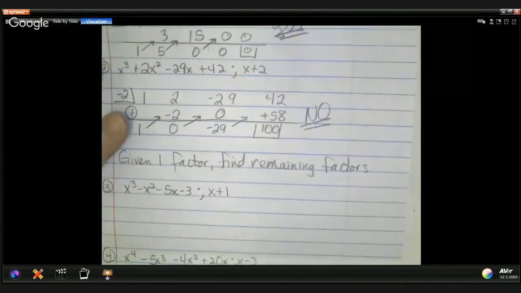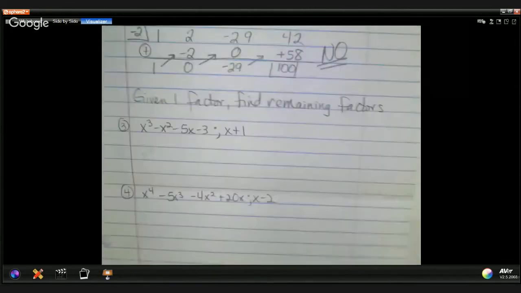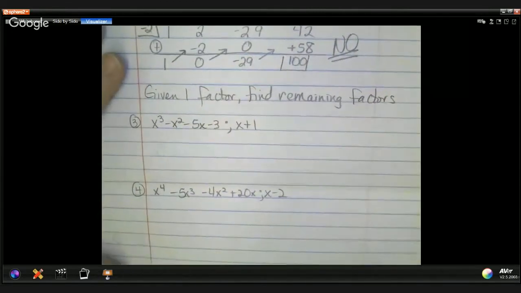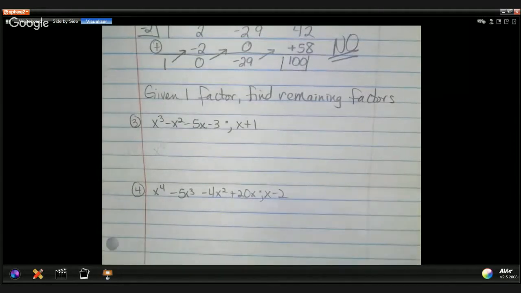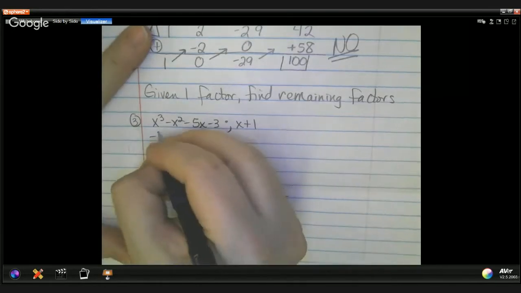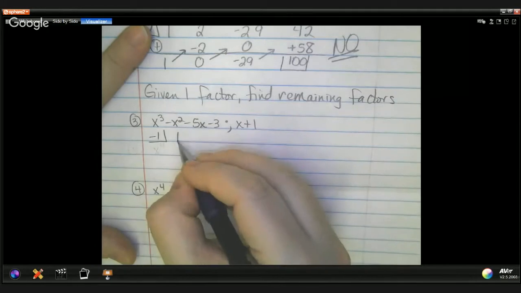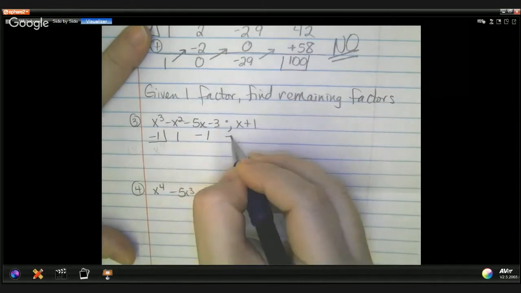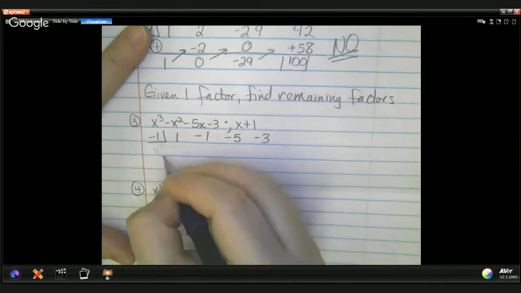So we have 3 different examples. Let's start with these 2. Take a second to copy these down and go ahead and use synthetic division. Once you're ready, press play, and then we'll talk about factoring them. So you should have had -1 in the box with a 1, -1, -5, and -3.